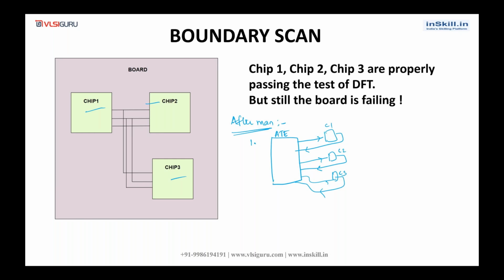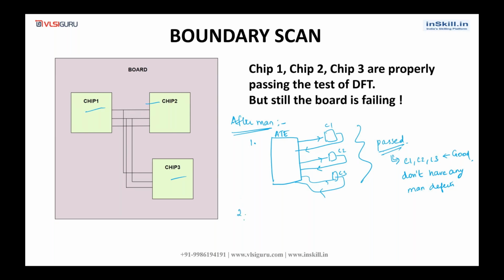When chip 1, chip 2, chip 3 in this example are tested on the ATE, all these 3 chips have passed their test. It means that they don't have any manufacturing defects. They are good. So after manufacturing, they are first tested on the tester, and all these chips have passed.